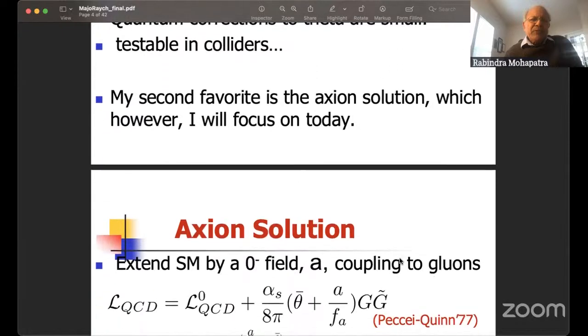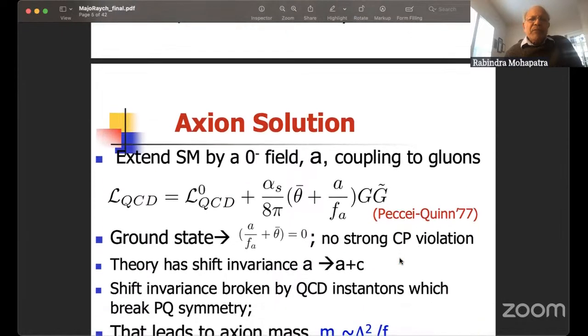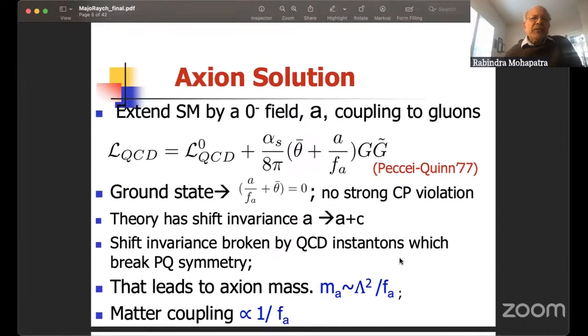Okay, so what is the Axion solution? Well, just to review the Axion solution, what you do is you take the standard model and add to it a pseudo-scalar field, 0 minus. This minus is not so easily visible, but it is a 0 minus pseudo-scalar field A, with a coupling to the gluons, which is exactly of the same form as the theta bar.